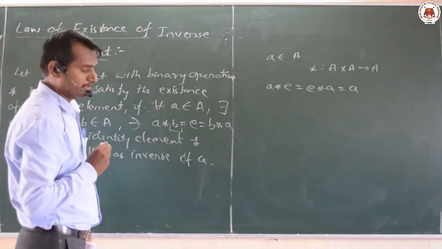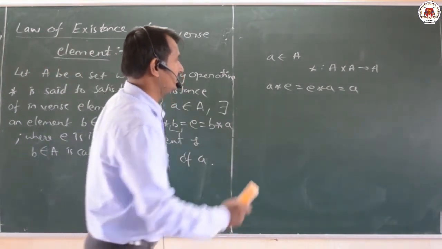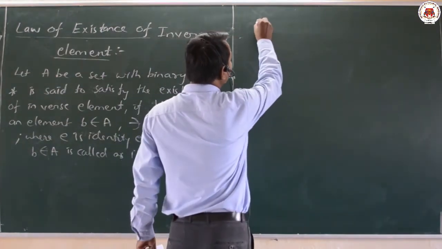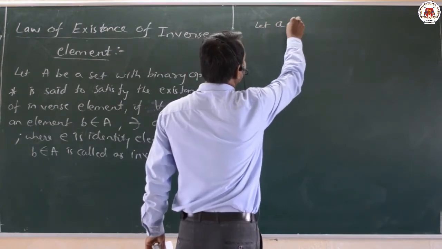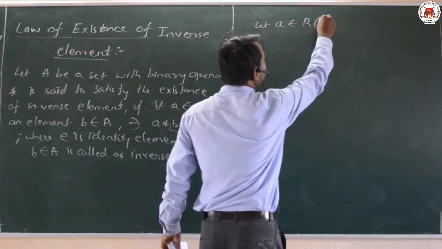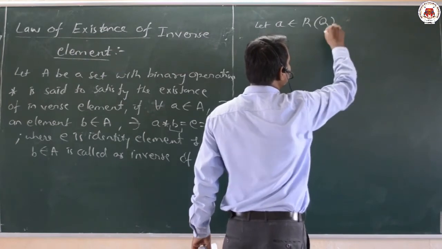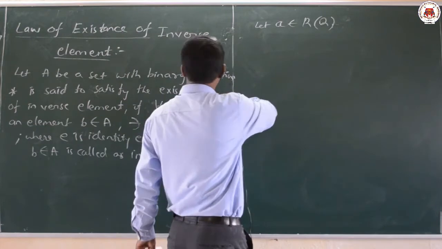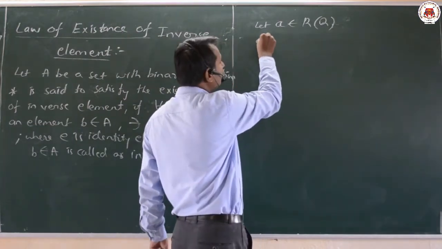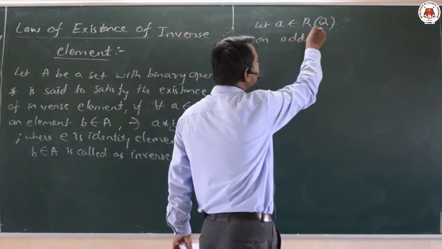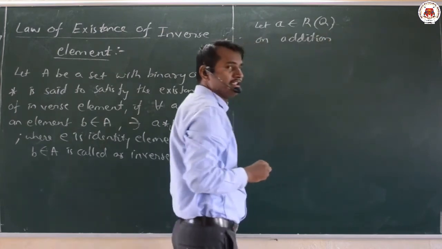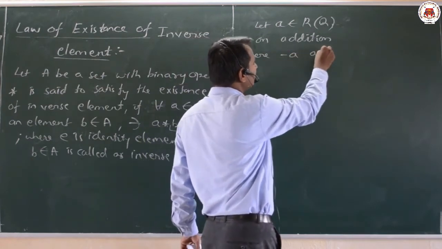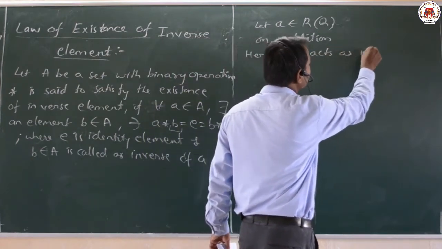Now let us take a simple example on the set of all real numbers. Let A belong to the set of all real numbers. It may be Q also, or Z also. A belongs to Q. We define a binary operation star to be addition. Here minus A acts as the inverse.